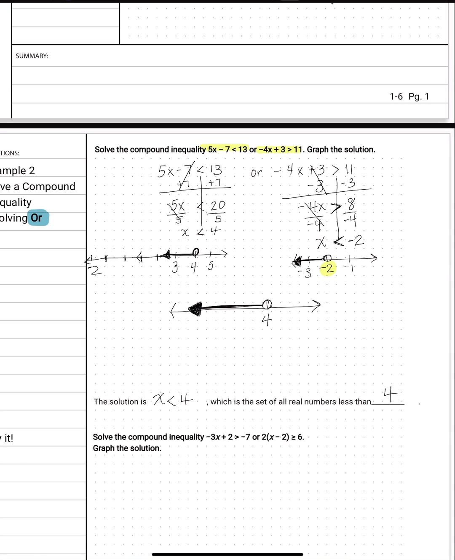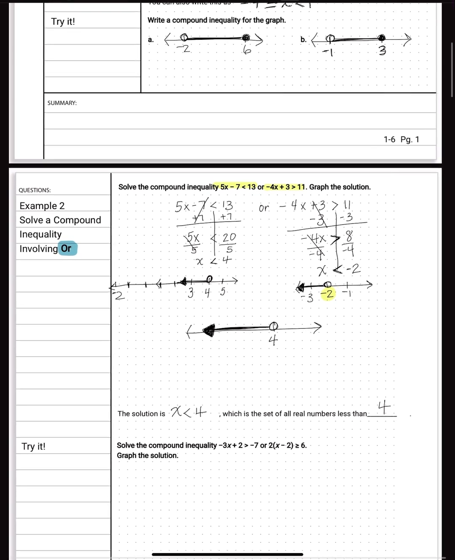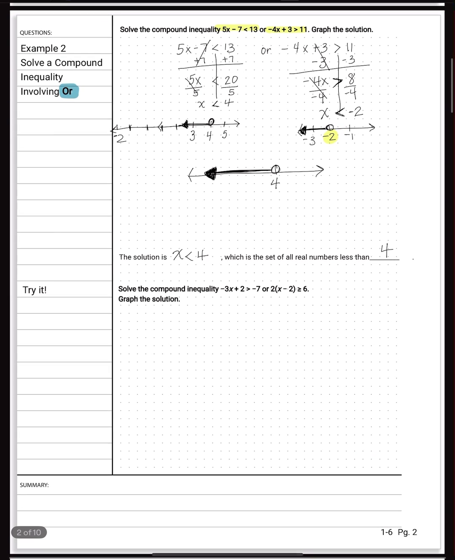Okay, now I'm going to go ahead and pause it here. I want you to give it a try with the try-it example 2. You're going to be solving the compound inequality. Go ahead and use your example 2 to help you with this one. And then you will be able to check your solution. Make sure you give it a try. Compare with your neighbor and see how you're doing.